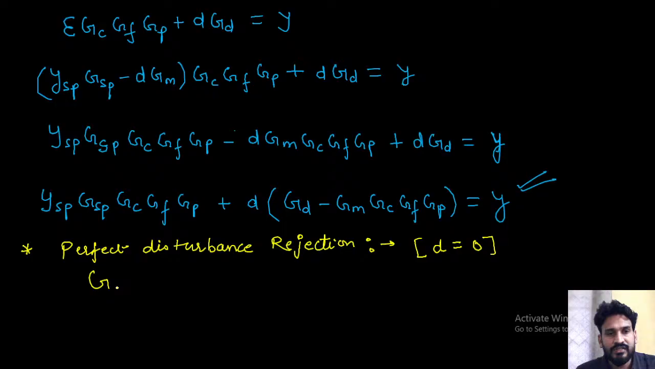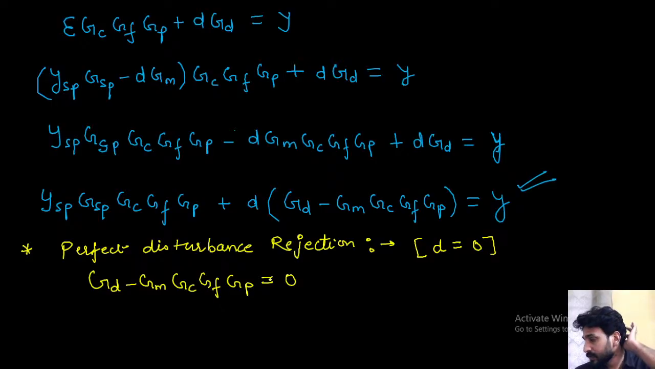So it means my GD minus GM, GC, GF, GP must be equal to 0. That must be equal to 0. Now, what is the question? What can be the question that is basically asked in GATE?